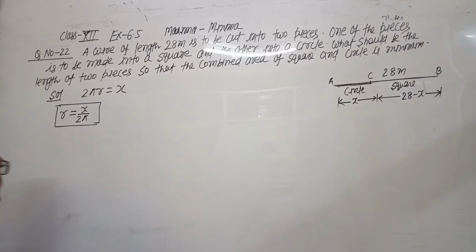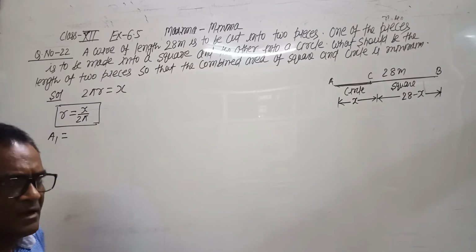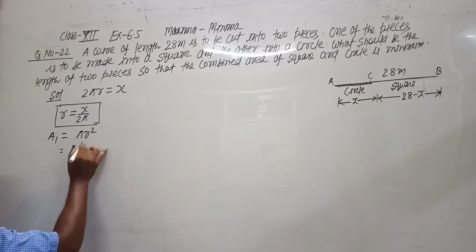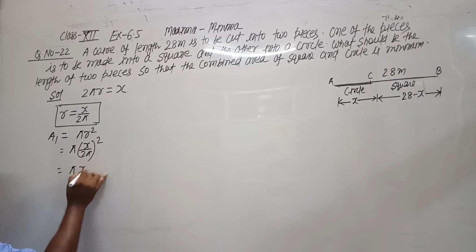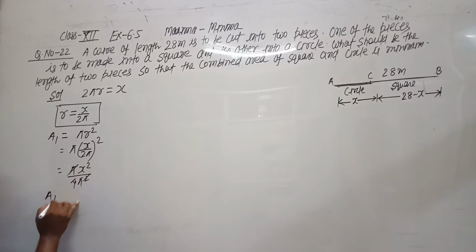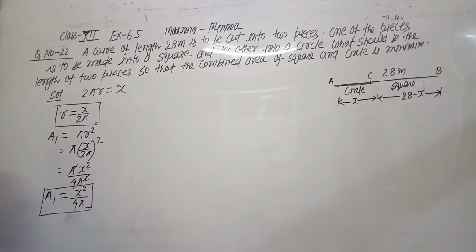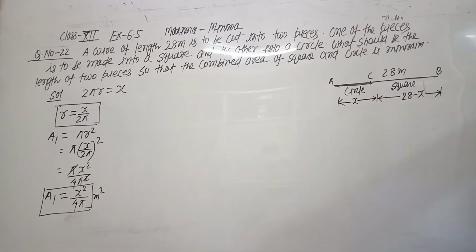Now we will find the area of the circle. Suppose A1 is the area of the circle. The area of the circle is pi r square. The value of r is x by 2 pi, the whole square. So we get pi x square upon 4 pi square. Pi and pi get cancelled, and the area of the circle comes to be x square upon 4 pi meter square.